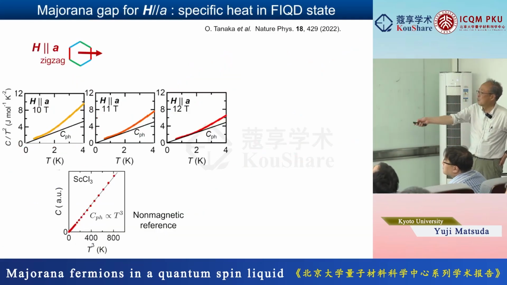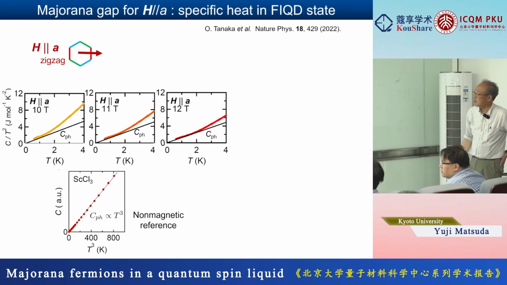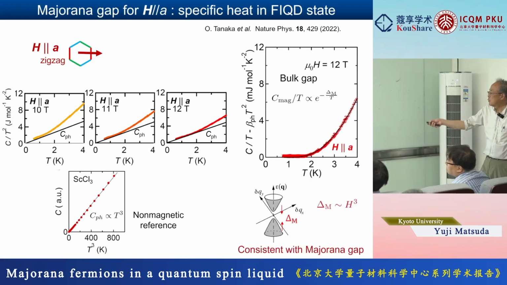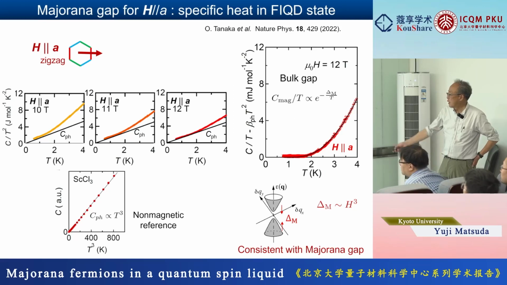Okay, we apply the magnetic field parallel to the a-axis. In this case, the intercept is 0. So at low temperature, the specific heat shows a T cubed dependence, which comes from the phonons. If we subtract the phonon contribution, we observe exponential behavior. The gap amplitude depends on the magnetic field, but is on the order of 10 Kelvin. This gap is proportional to H cubed, which is consistent with a Majorana gap.